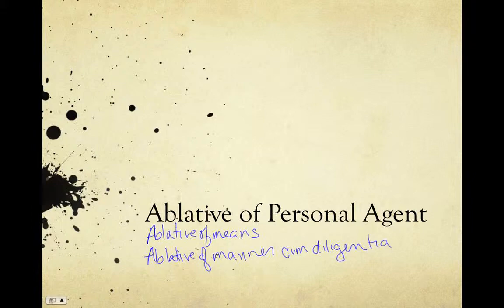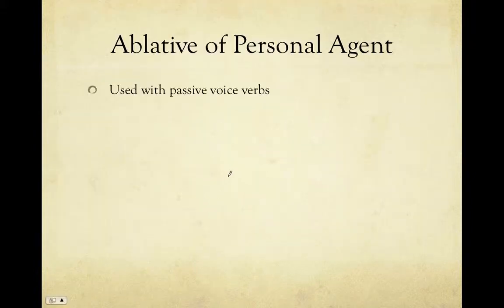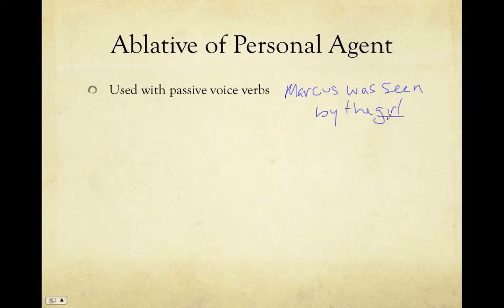And now the ablative of personal agent is used almost exclusively with passive voice verbs. This is going to tell you who's doing the action of the passive voice verb. So in the sentence, Marcus was seen by the girl, this phrase, by the girl, is the agent. And so the whole phrase would be the ablative of agent, ablative of personal agent.